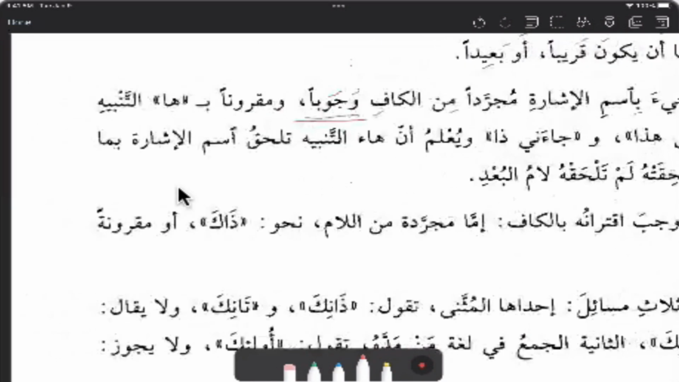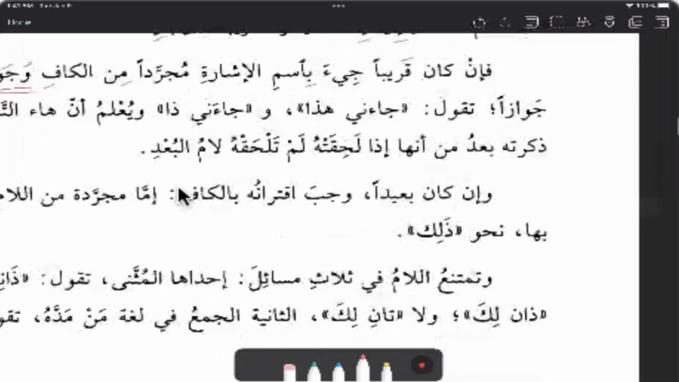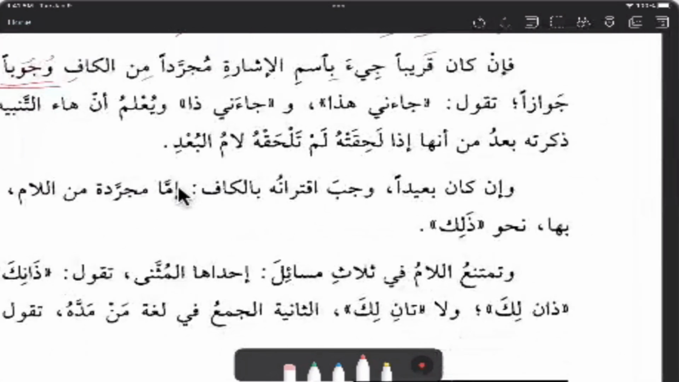And if it's close, it is permissibly accompanied by the ha of alert, of notice. So you say ha, that's like saying alert, notice. So ha if it's close. You don't have to put ha though. It's permissible. It's not necessary. So you could just say that.